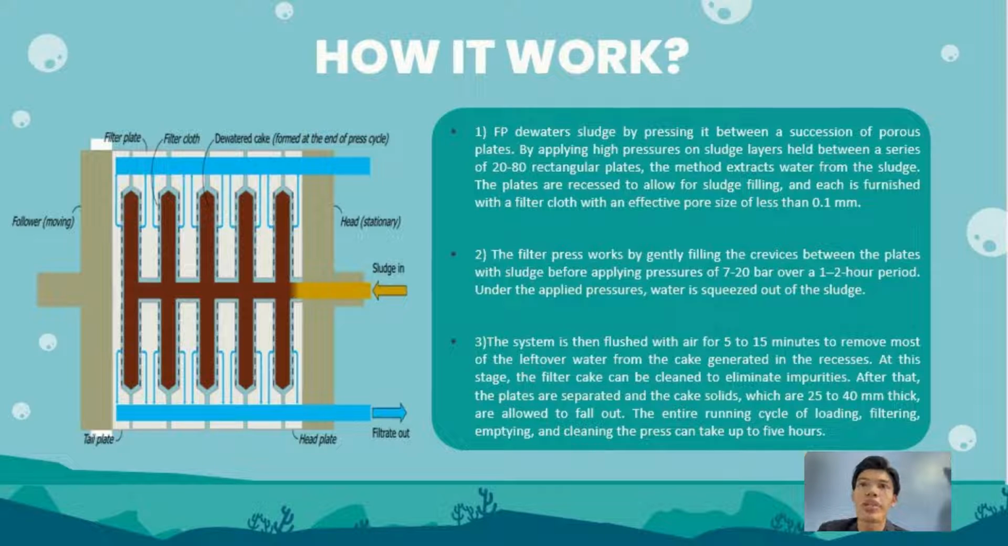Lastly, the system is then flushed with air for 5 to 15 minutes to remove most of the leftover water from the cake generated in the recesses. Filter cake can be cleaned to eliminate impurities. After that, the plates are separated while the cake solids, which are 20 to 40 mm thick, are allowed to fall out. So next, the entire cycle from loading, filtering, emptying and cleaning the press can take up to 5 hours.